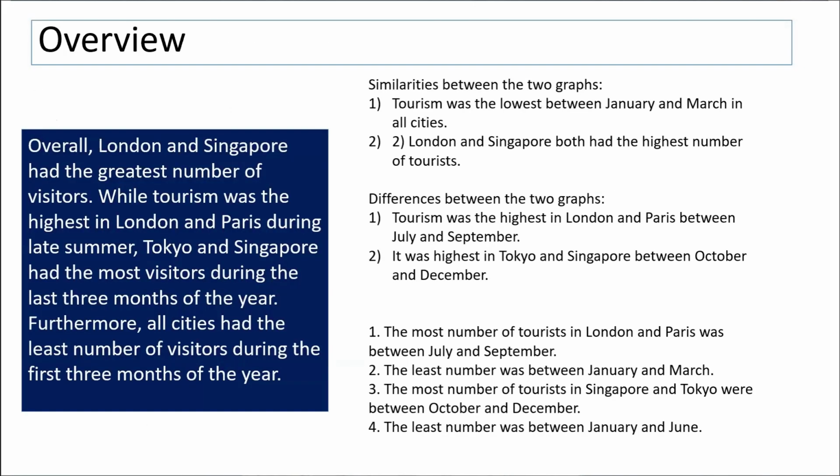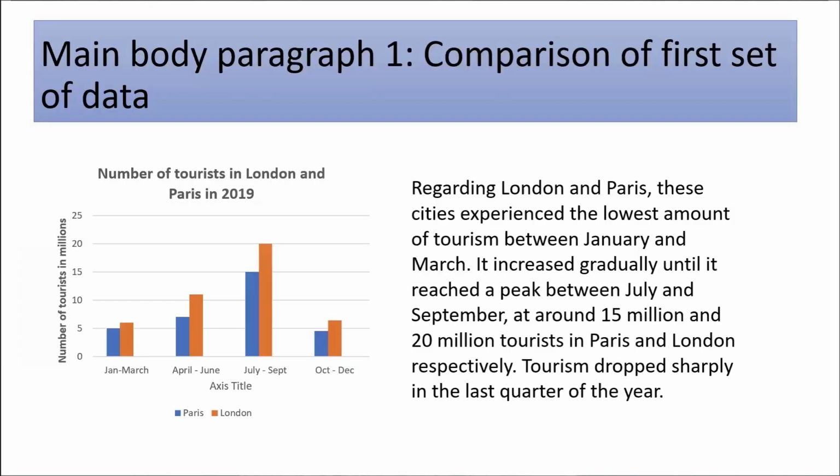Let's put that in writing. Overall, London and Singapore had the greatest number of visitors. While tourism was the highest in London and Paris during the late summer, Tokyo and Singapore had the most visitors during the last 3 months of the year. Furthermore, all cities had the least number of visitors during the first 3 months of the year.